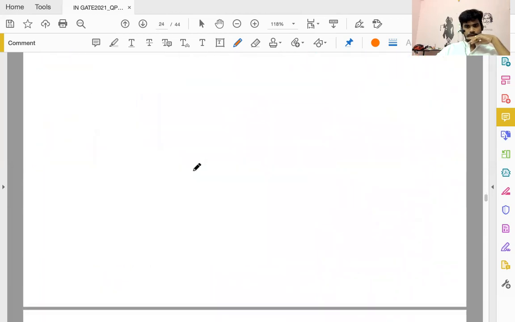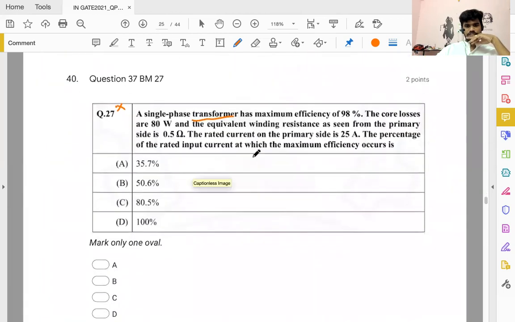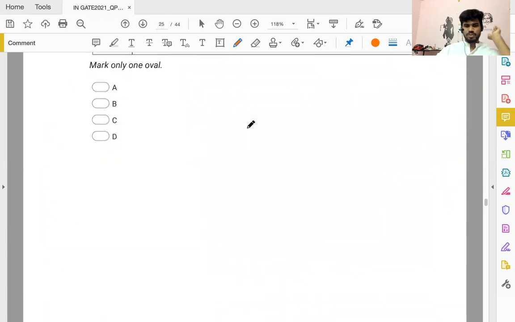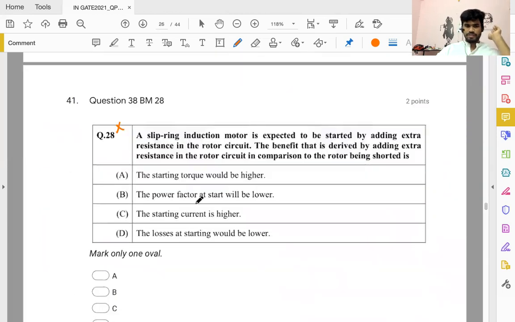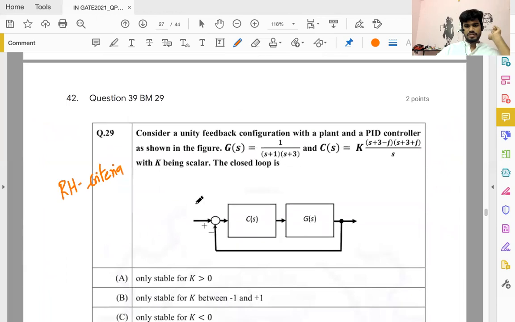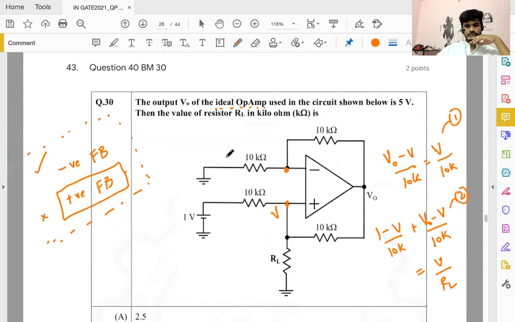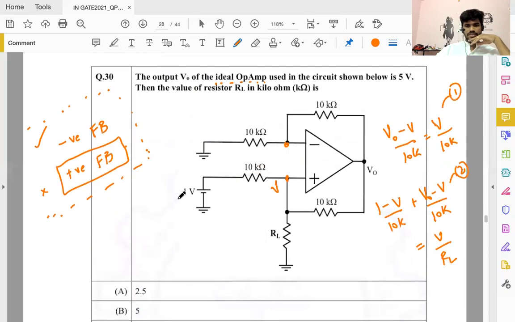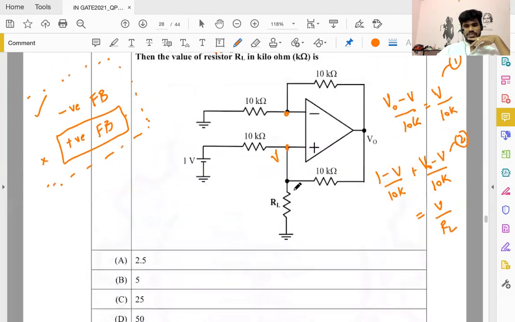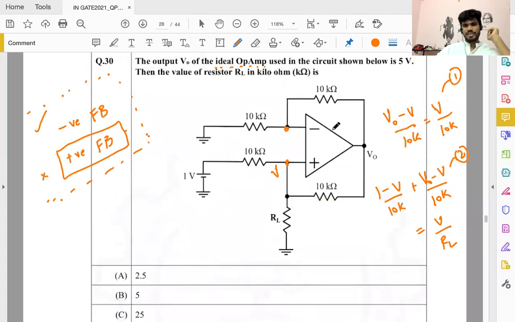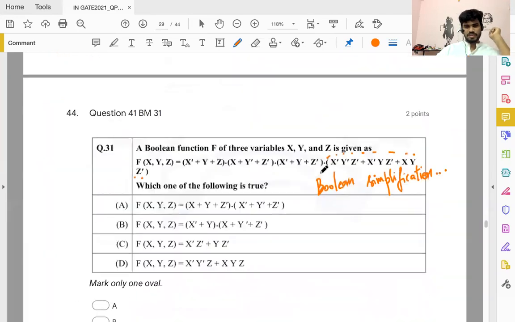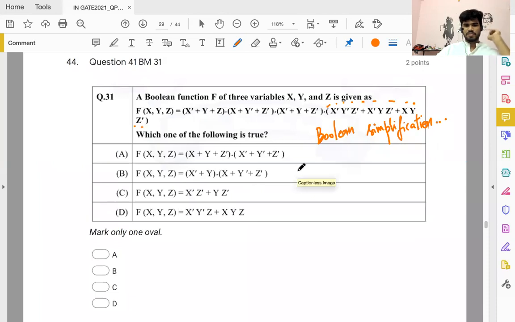Transformer, we don't know, plus 2. Slip ring, we don't know, plus 2. RS criteria, we don't know right now, plus 2. 2 equations, 2 unknowns. You can solve it for a 2 mark question. So let's not mark this as moderate. There is one more question that I'll mark. This is, let's say, moderate, plus 2.